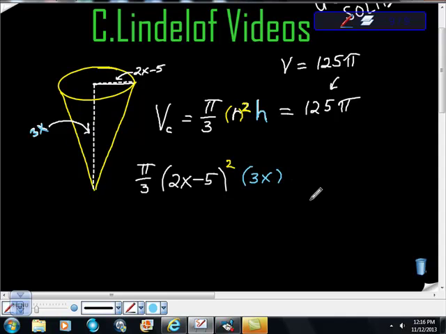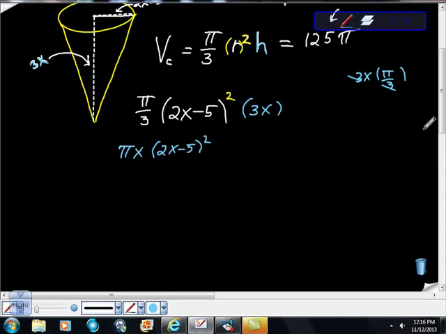Be a little bit careful. What I'm going to do here is multiply 3x times pi thirds. So I'm going to do this over here, 3x times pi thirds, and hopefully you can see that this cancels out, and you get pi x times 2x minus 5 squared. Hopefully you can see that, and from there, this is equal to 125 pi. I don't want to lose that.